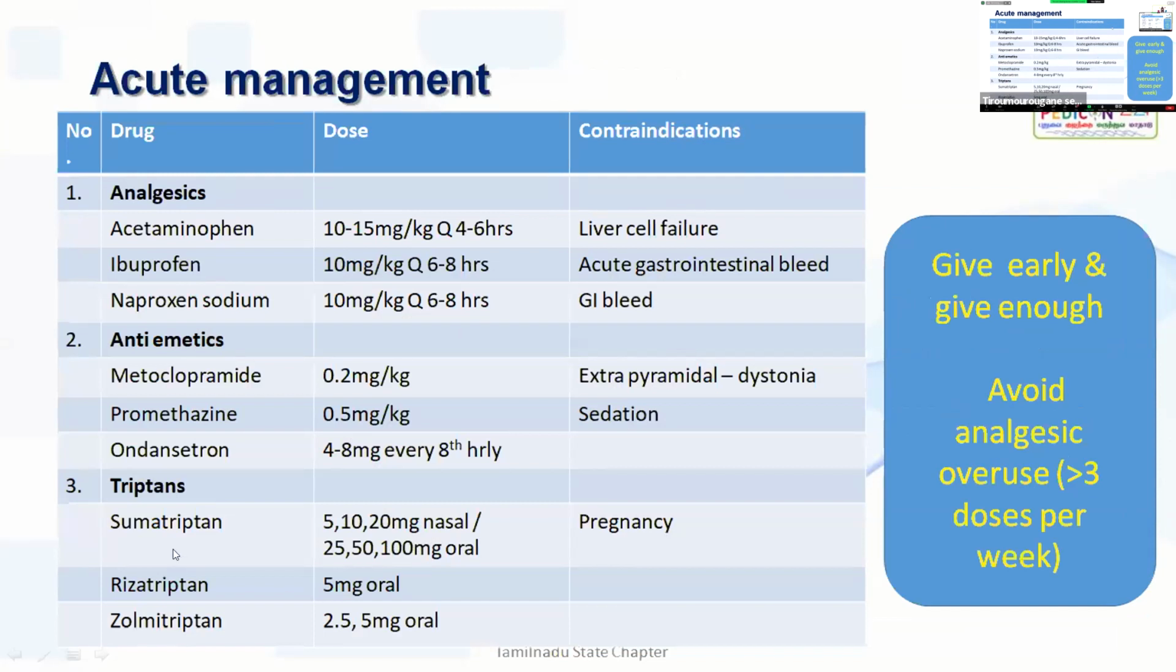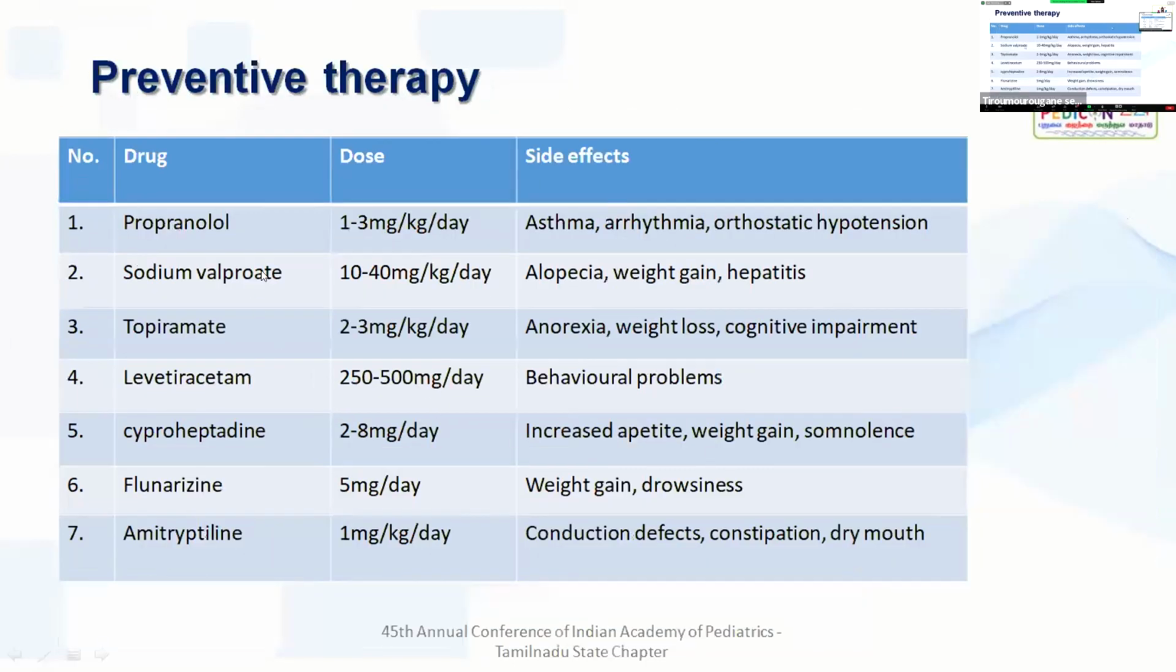Triptans are indicated; especially sumatriptan can be used in children more than 6 years, and the nasal preparation is preferred, especially whenever the child is having intense nausea and vomiting because they cannot tolerate the oral ones. Rizatriptan, almotriptan, and zolmitriptan are indicated in children more than 12 years of age. And always we have to educate the parents that no more than 3 doses per week is allowed, to prevent medication overuse headache. And these are the drugs for preventive therapy.